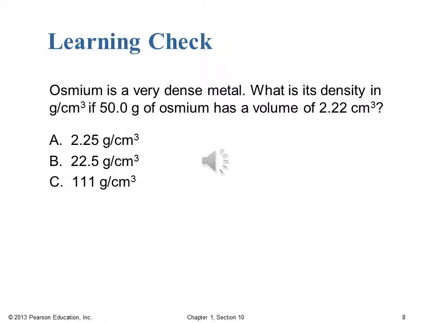So in this question, we have osmium is a very dense metal. What is its density in grams per cubic centimeters if 50 grams of osmium has a volume of 2.22 cubic centimeters? So go ahead, work through those different steps and arrive at your answer, and then decide is A, 2.25 grams per cubic centimeter correct, or is B, 22.5 grams per cubic centimeter the best answer, or is C, 111 grams per cubic centimeter best? So take a moment, solve the problem, check your answer against the choices, and make your selection. Pause the video now, or else we'll be moving on to the correct answer.